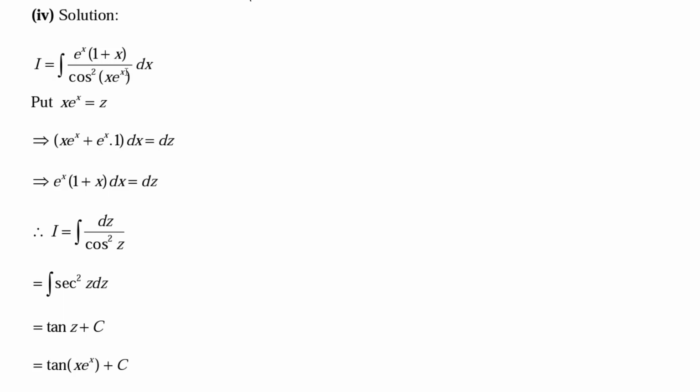and in the rest of the part we have 1 divided by cos square of x e to the power x, which is basically 1 divided by cos square z, and integration of 1 divided by cos square z is tan z. How? Because 1 divided by cos square z is sec square z, and integration of sec square z is tan z, and at last we have to write c, and finally we have to replace the value of z, which is x e to the power x.